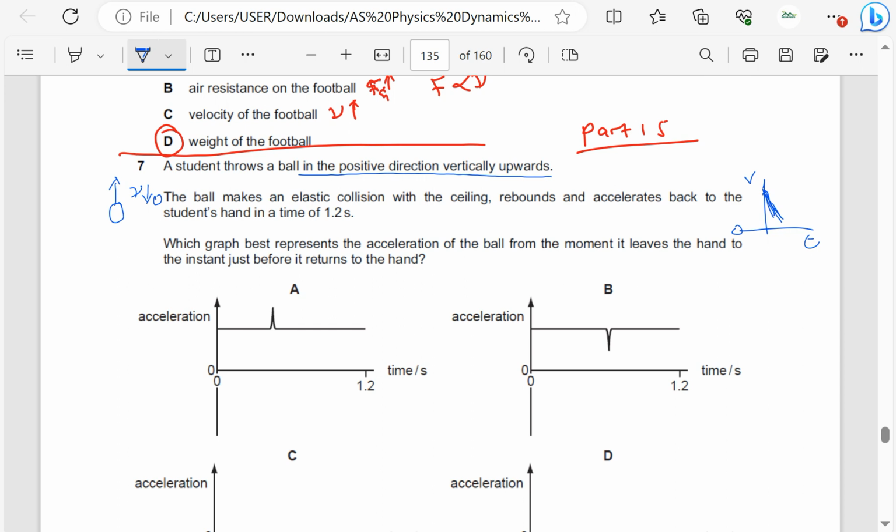So the ball makes an elastic collision. That means when it makes collision, there is a change in direction because it rebounds. But since it is elastic, it again regains the same velocity but in another direction. So if I want to complete the velocity time graph, I will draw another line parallel to this one.